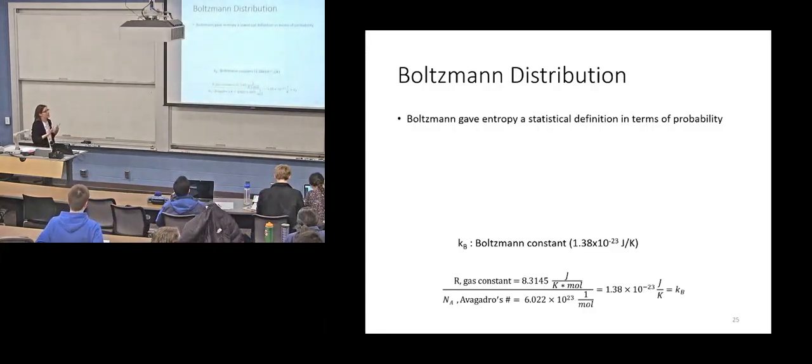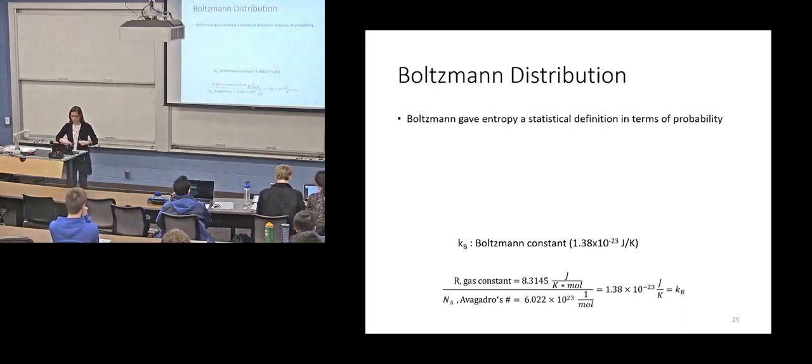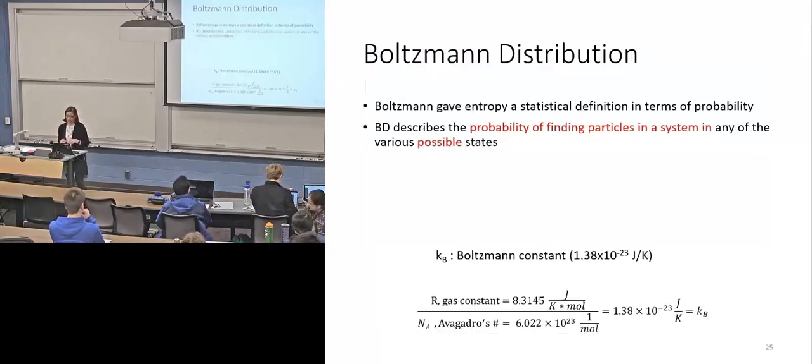So Boltzmann gave entropy a statistical definition, in terms of the likelihood or the probability of things being in a certain place. And of course, he said the most probable state is the one with the highest multiplicity. Okay. The Boltzmann distribution describes the probability of finding the particles of a system in any one of various states, and that can mean a lot of different things.